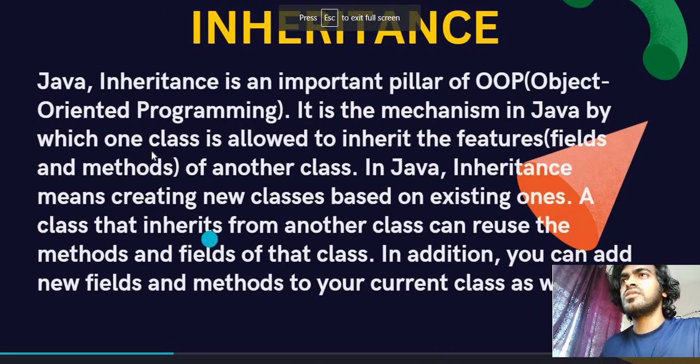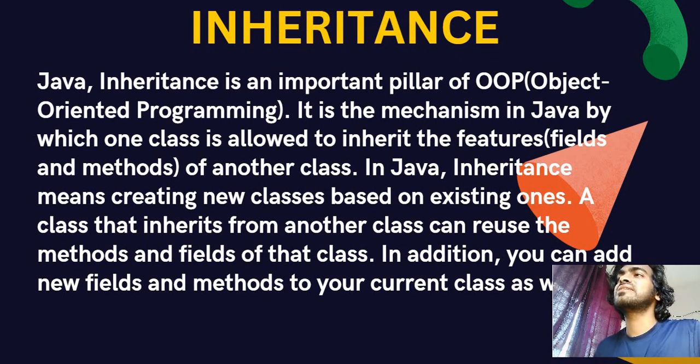Okay, so what is Java inheritance? Java inheritance is an important pillar of OOPs, object-oriented programming. It is the mechanism in Java by which one class is allowed to inherit the features, fields and methods of another class. So basically what happens in inheritance is that we are transferring the property from the parent to the child class.